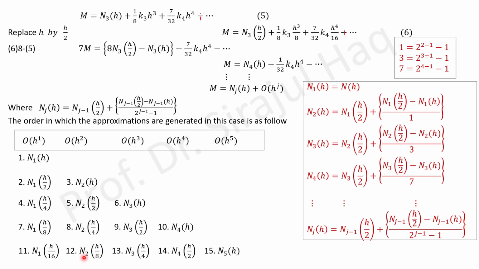But for n2 of h divided by 2, when I replace j by 2 and h by 8, I need n1 of h divided by 16. That's the reason I'm saying n1 of h divided by 16 is required. So this is the order to find out. 1, 2, 3, 4, 5, 6, 7, 8, 9, 10, 11, 12, 13, 14. So for n5 of h you need these 14 calculations to find out n5 of h. And of course that will be your approximated value of m.